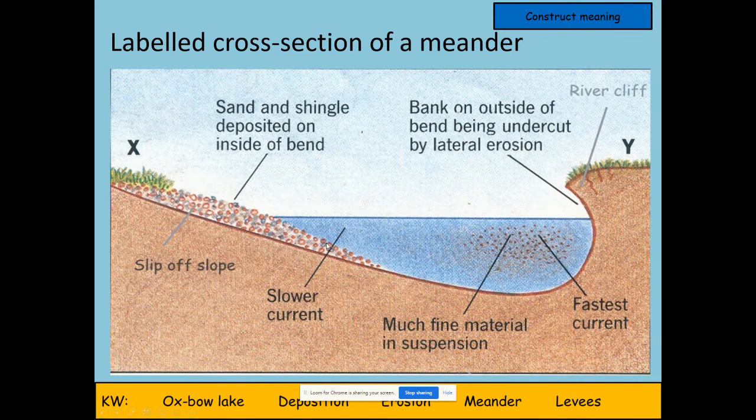Similarly, on the inside bend here, you can see the depositing of sand and shingle. So that's your siltation. I think it's really good to look at this cross section and just to take stock for a moment to fully understand that this is describing the process of the development of your meander.